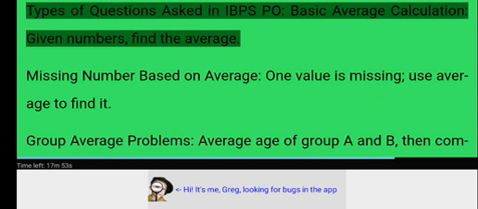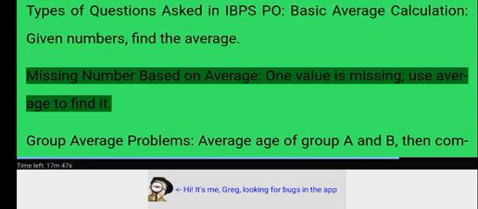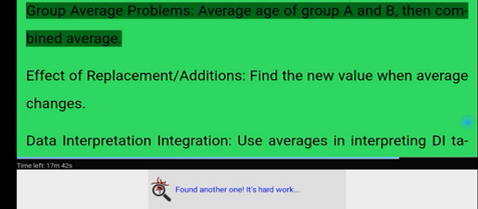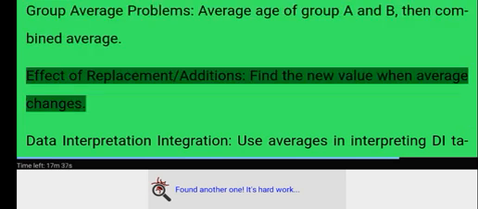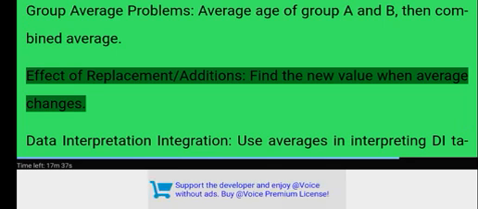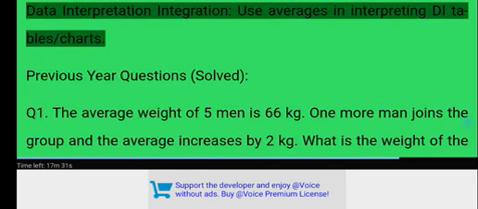Types of questions asked in IBPS PO: basic average calculation, given numbers, find the average. Missing number based on average, one value is missing, use average to find it. Group average problems, average age of group A and B, then combined average. Effect of replacement, additions, find the new value when average changes. Data interpretation integration, use averages in interpreting DI tables and charts.